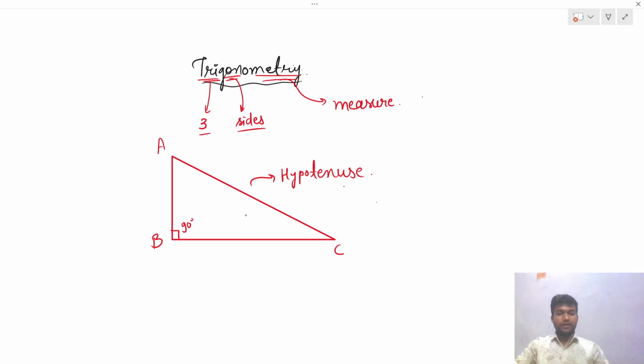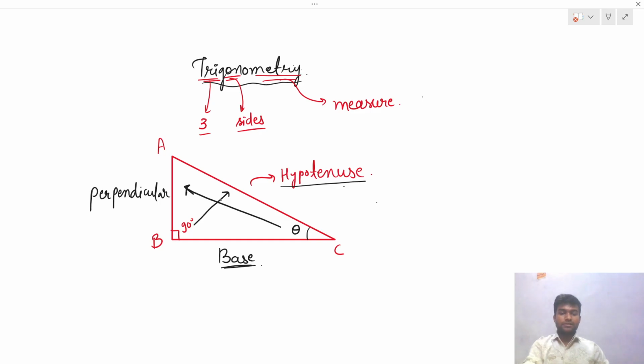Okay, what about these two sides? We cannot directly name these two sides because in reference of this angle theta, let's say theta, angle C, in these two sides AC and BC. So this side in front of 90 degree is the longest side, which is hypotenuse, and the side opposite this angle theta is called perpendicular. The remaining side is called base. Okay. So very simple things.